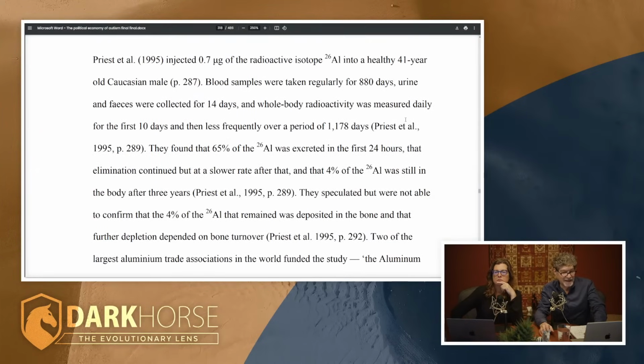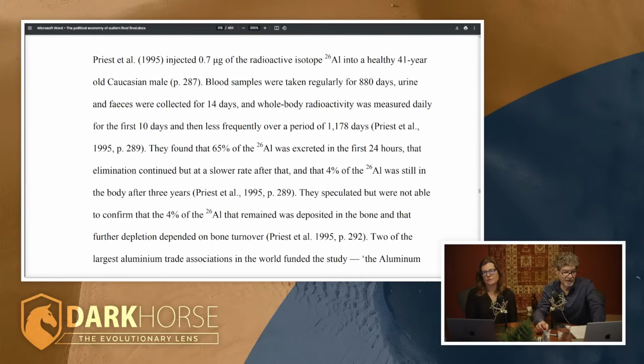Priest et al. 1995 injected 0.7 micrograms of the radioactive isotope aluminum into a healthy 41-year-old Caucasian male on page 287. Blood samples were taken regularly for 880 days. Urine and feces were collected for 14 days, and whole body radioactivity, being used as a marker in this case, was measured daily for the first 10 days and then less frequently over a period of 1,178 days. They found 65% of the aluminum was excreted.